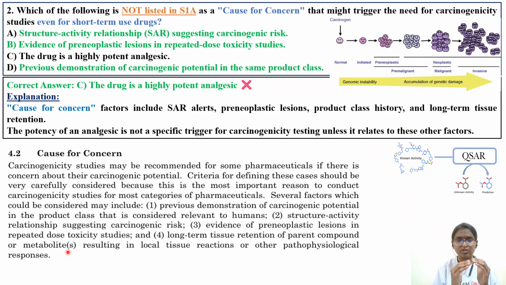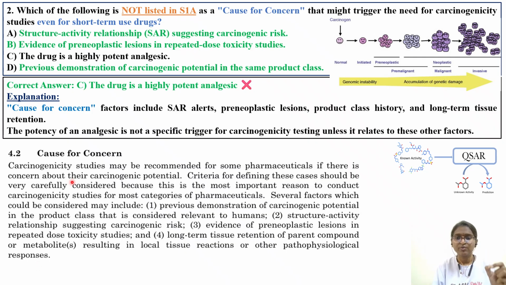If it has a longer half-life, or if it goes and deposits in the adipose tissue, there will be slow release of this drug into the serum or plasma, even though the drug is not frequently administered, or if the metabolite itself is active, in those cases also. So long-term tissue retention, that is, if it is going and binding to fat or adipose tissue, or in the bone, alendronate, certain drugs are there which go and deposit in the bone, DDT also, which goes and deposits in your bone, of parent compound or metabolite, resulting in local tissue reactions or other pathophysiological responses.